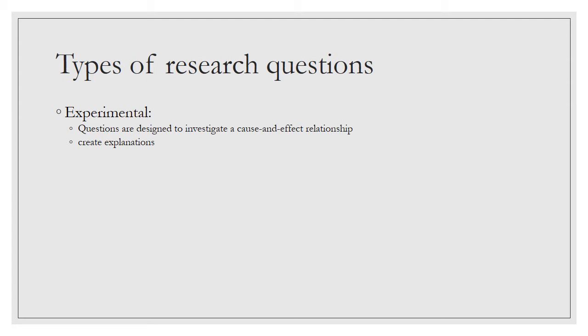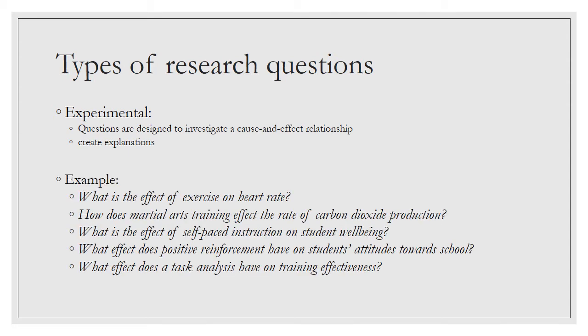So we can think about it, we actually want to create the explanation. Here are some examples. What is the effect of exercise on heart rate? How does martial arts training affect the rate of carbon dioxide production? What is the effect of self-paced instruction on student well-being? That one might be important to you. It may be important now currently in the U.S. where so many students are going back to school, both with synchronous and asynchronous learning.